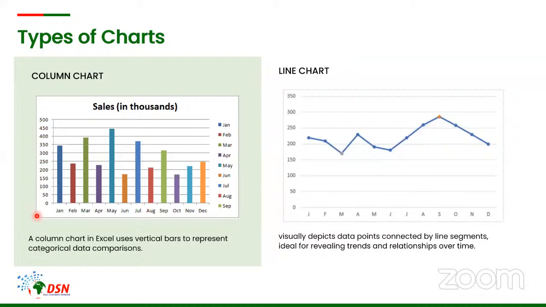Then we have another type of chart. The second one is the line chart. The line chart depicts data points connected by line segments, ideally for revealing trends or relationships over time. Most of the time, it is used for time series data. So we have data points that are connected by time. They can be connected by period.